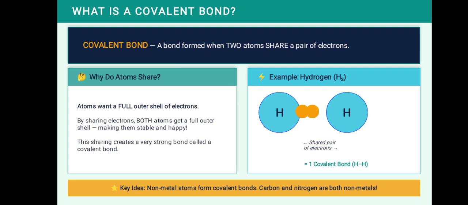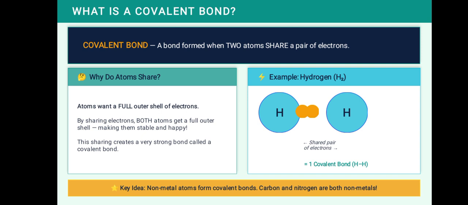Let's look at the simplest example, that is hydrogen gas. It's H2. Each hydrogen atom has just one electron but needs two for its full outer shell. So two hydrogen atoms come together and share their electrons. Both can now count two electrons. Both feel stable. And that bond between them is one covalent bond, or you can say a single covalent bond.